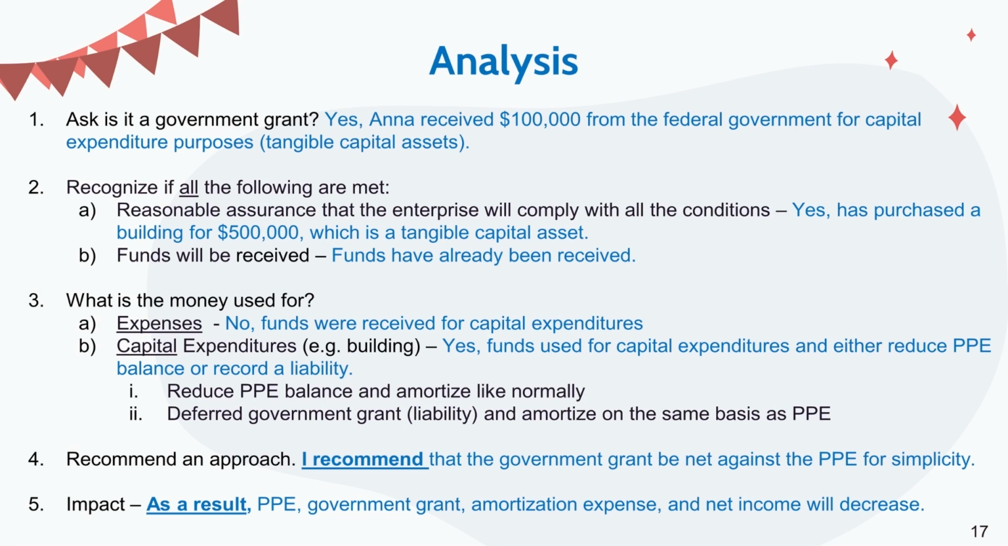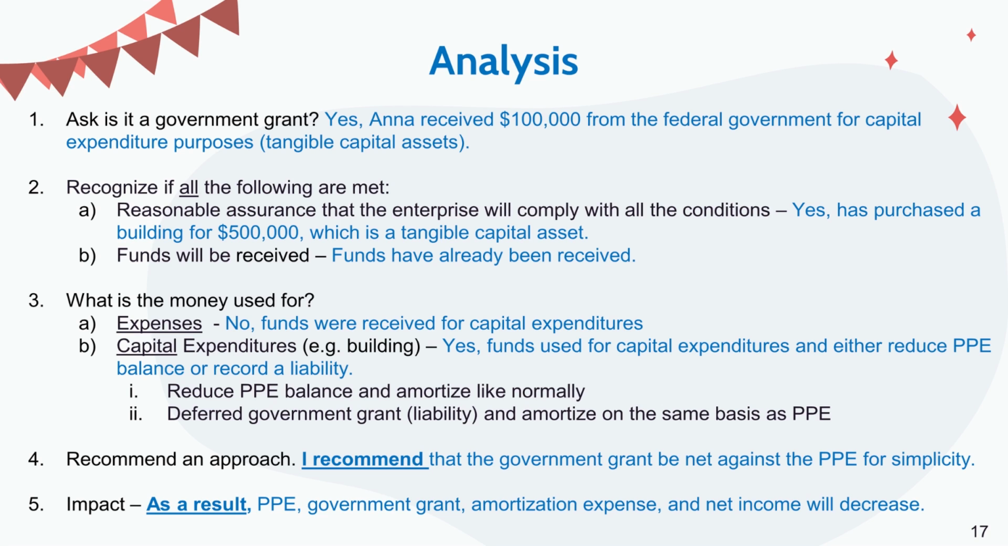The first question is, ask if it's a government grant. So in this case, yes. It is a government grant because Anna received $100,000 from the federal government for capital expenditures. Number 2, we need to see if we can recognize the government grant if all of the following are met. The first criteria is that it's reasonably assured that the enterprise will comply with the conditions. In this case, yes, Anna has purchased a building for $500,000, which is what the government grant can be used for. The second criteria is that funds will be received. Yes, in this case, the funds have already been received.